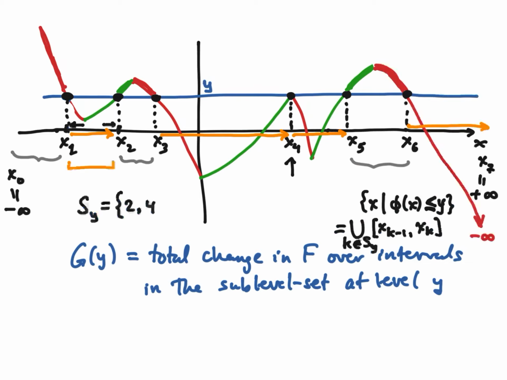And then we're just looking at the total change in f. So what that means is it's the sum, and you'll take f at the right endpoint, which is, let's say, x_k, and subtract away f at the left endpoint. And we need an upper minus here on this one. Right, and k is going to run through that set, S sub y. So that's what I mean by the total change.